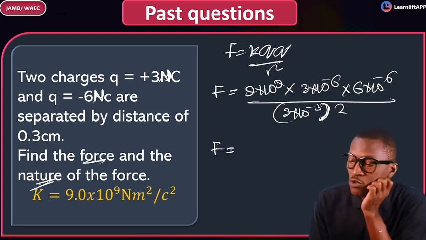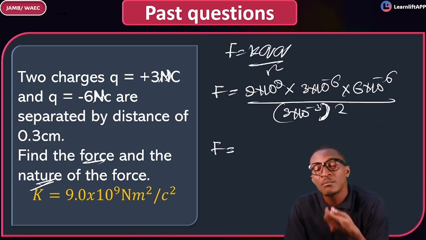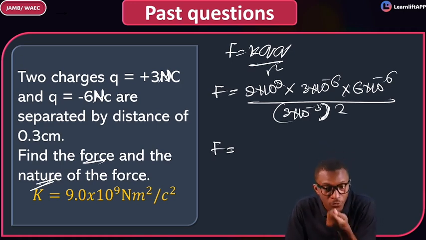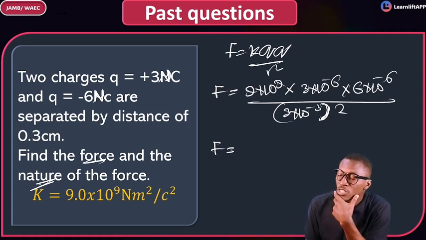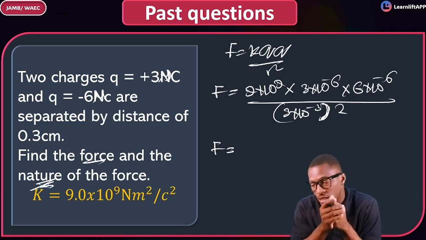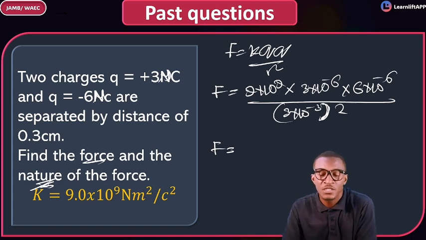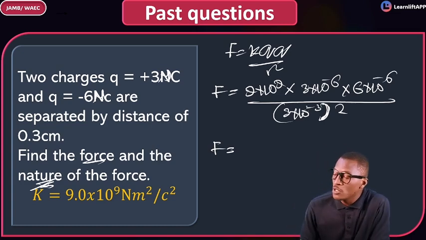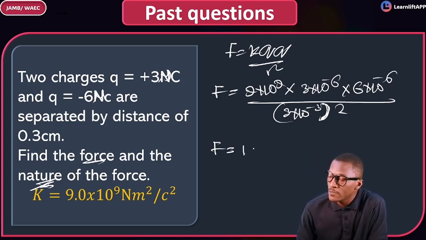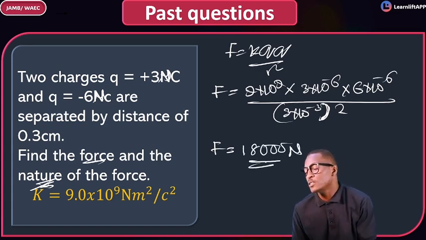I know you'll be saying, where about the minus and plus? We don't need the minus and plus. I'll tell you where we need it, but for now, to get the force, we don't need it. The minus and plus just help to tell us about the nature. Are you seeing that? So first of all, carry your calculator, press it, and get the answer. If you do this very well, you're going to get 18,000 Newton. So the force is 18,000.